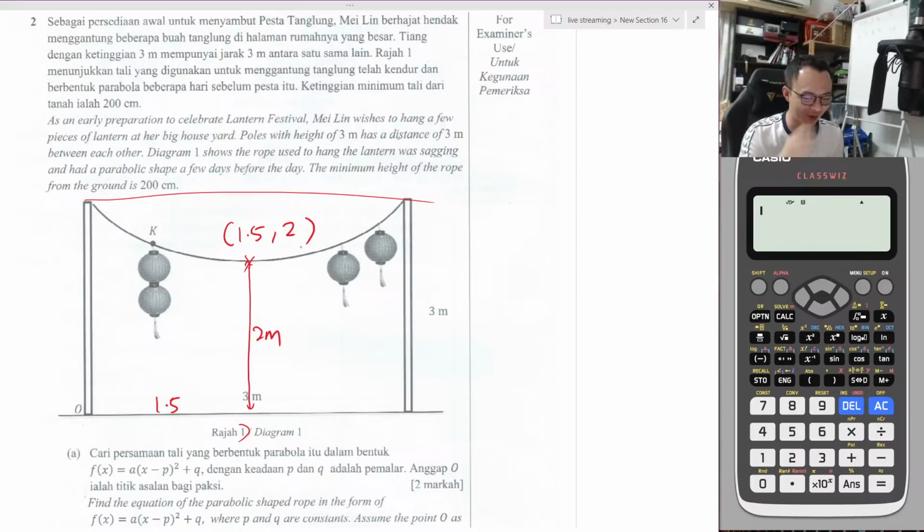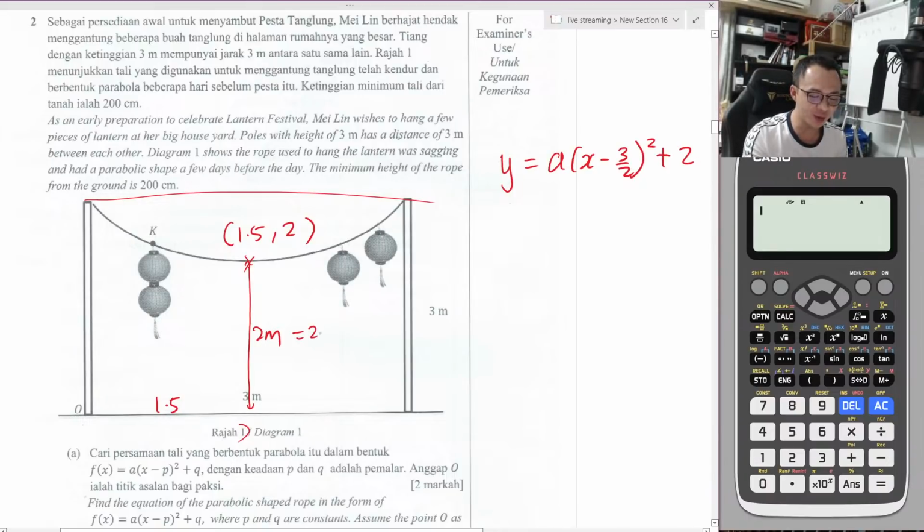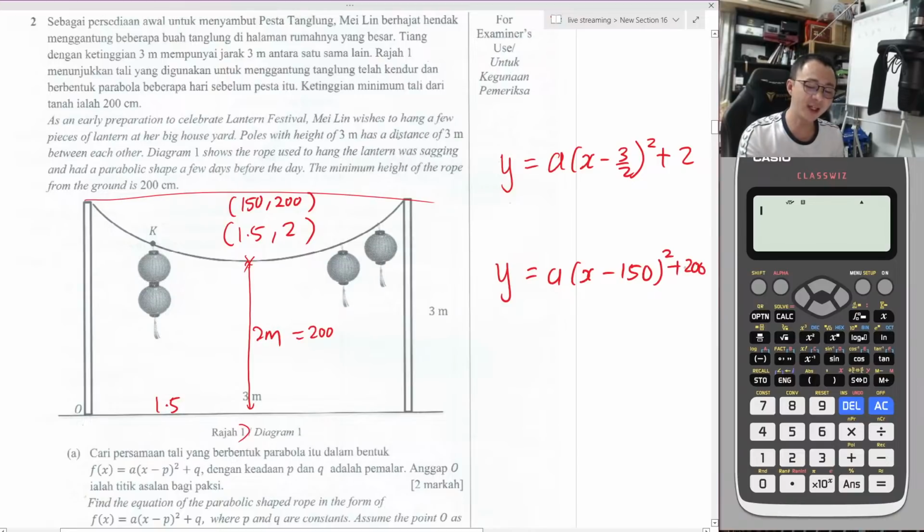Okay, we need to form the complete square equation. By doing this, I have my equation y equals a times (x minus 1.5, or 3 over 2) squared plus 2. If you are using centimeter, this one is 200 centimeters, so your coordinate should be 150 and 200. Then your equation should be a(x minus 150) squared plus 200. So if you are using centimeter, you use the second equation, but if you are using meter, you use the first equation.